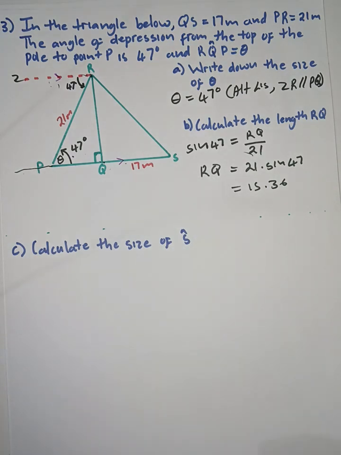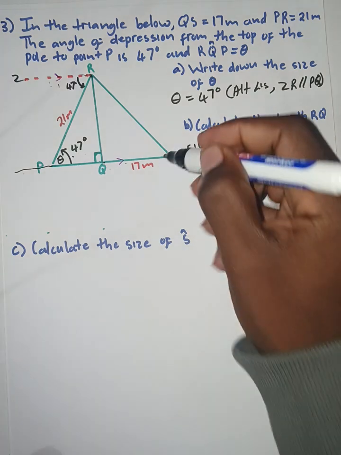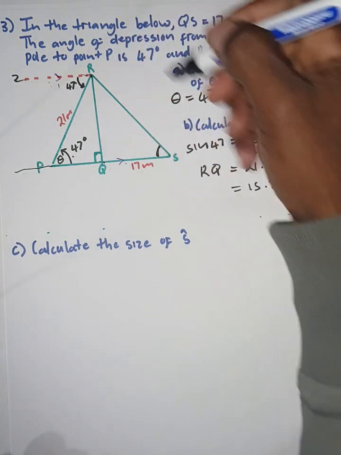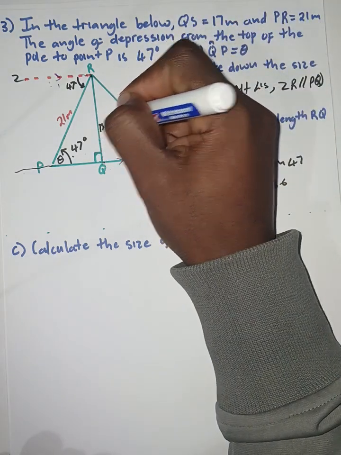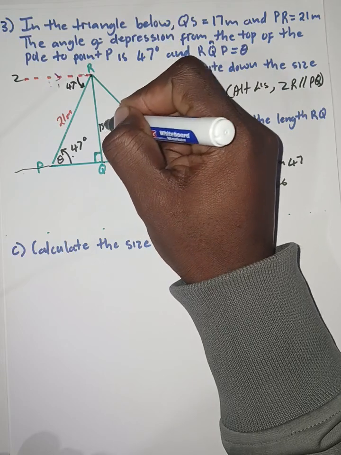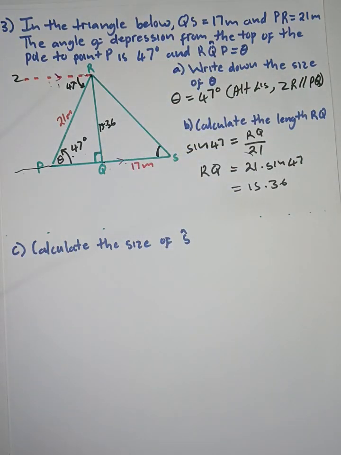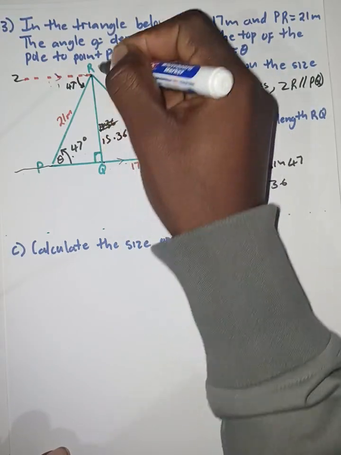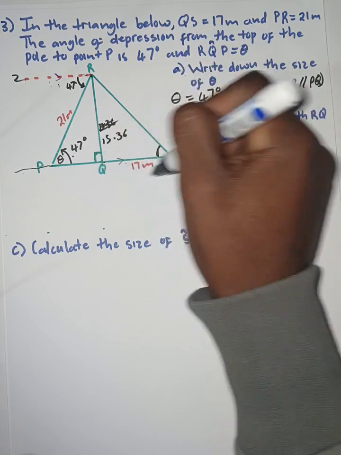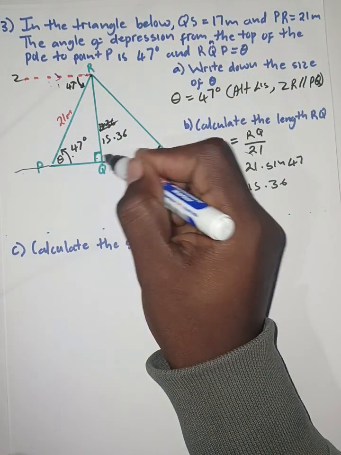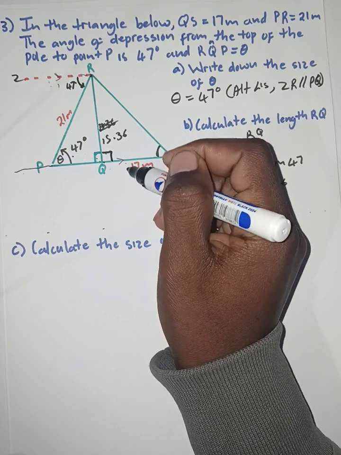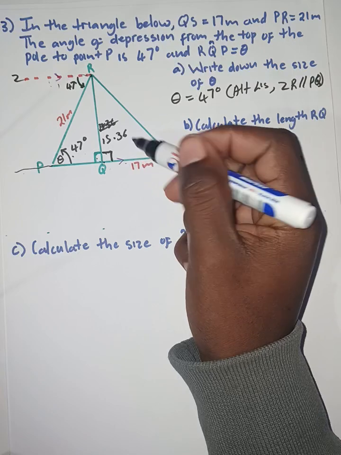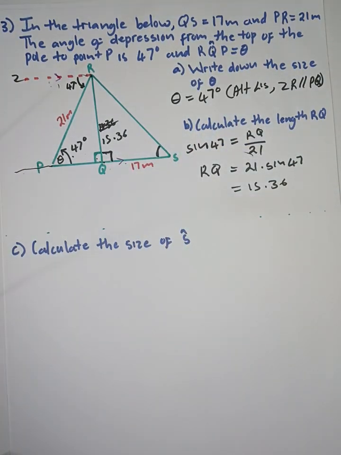So the last question, which they say calculate the size of S. So S would be this angle there. What we have so far is that length there, which we found to be 15.36. So that would be that length there. If you look in that triangle there, if that's 90 there, then this angle there would also be 90. Why? Because we know that angles in a straight line add up to 180. So 90 plus 90 in this case would give us 180.